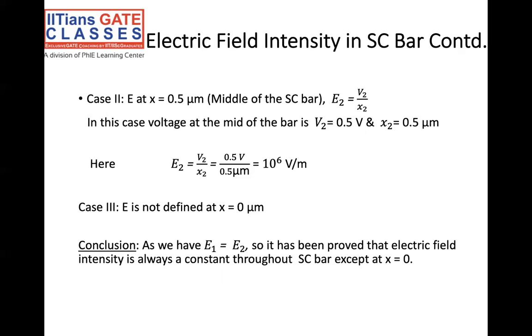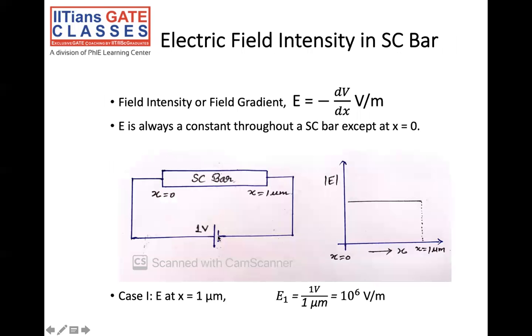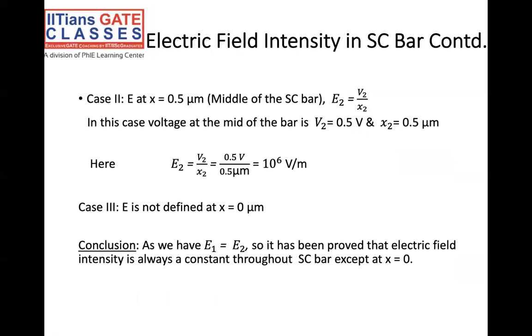So if the total voltage applied is 1 volt, as given in the previous slide, the total voltage 1 volt is applied to the semiconductor bar. So the voltage at the mid of the semiconductor bar will be half of the voltage applied, because the resistance of both equal parts is the same. So V2 will be 0.5 volt and x2 will be 0.5 micrometer from x equal to 0.